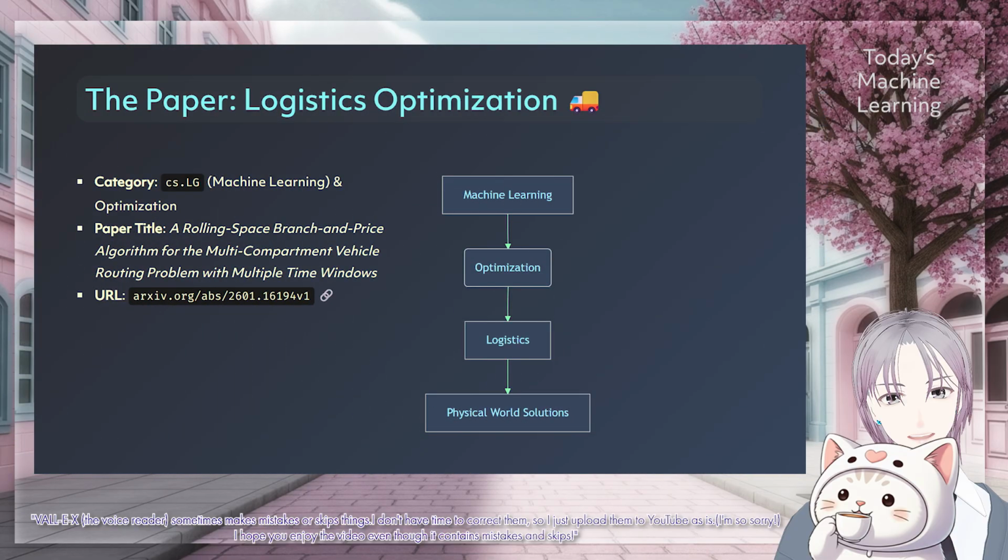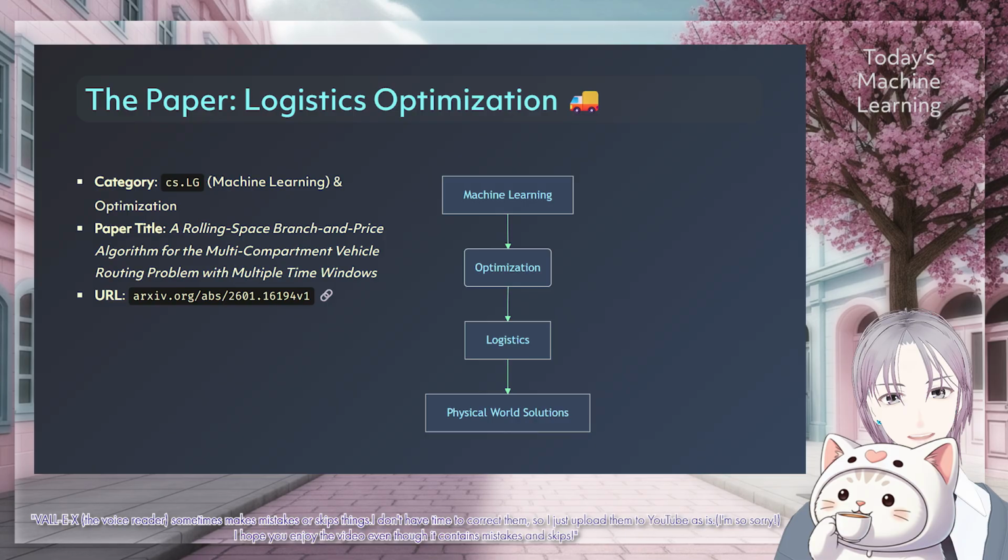Today, we are going to dig into a very interesting article from the archive. It falls under the category of optimization and machine learning applications, specifically regarding logistics. For those of you interested in cs.LG or machine learning, this is a great example of how algorithms solve complex real-world physical problems. The title of the paper is a rolling span branch and price for the multi-compartment with multiple time windows.